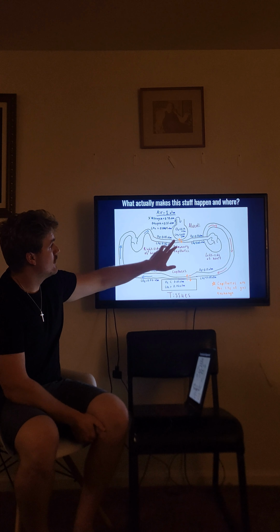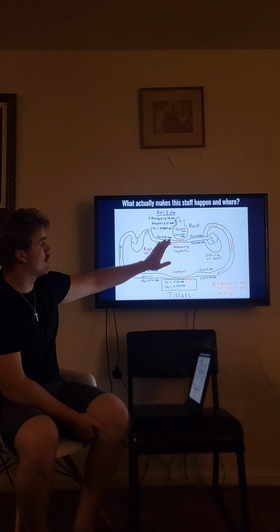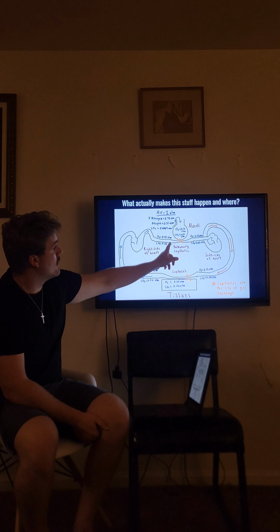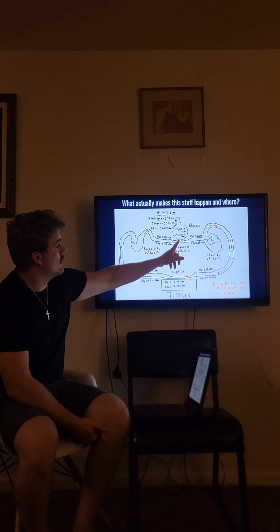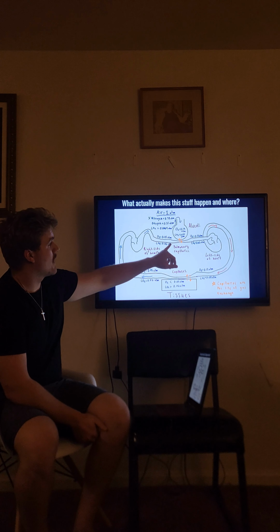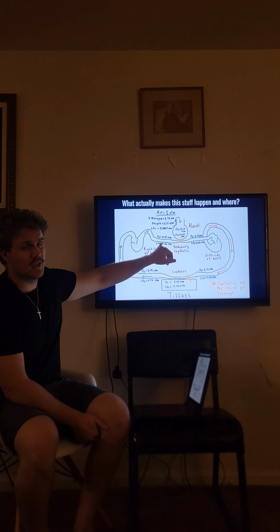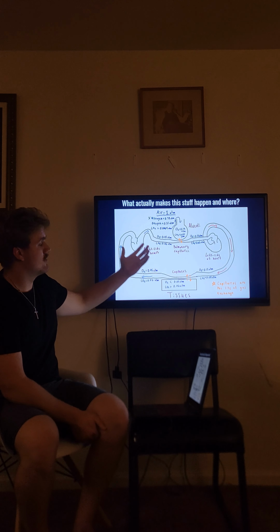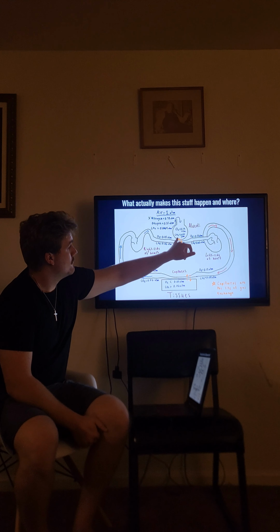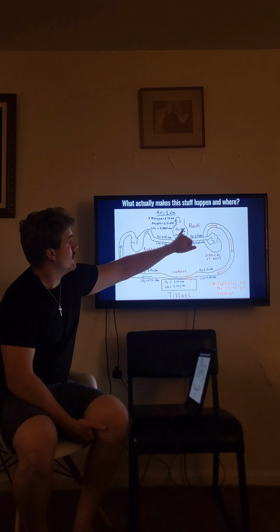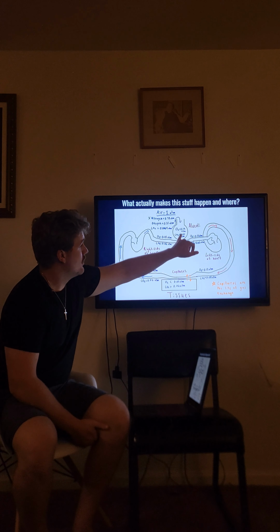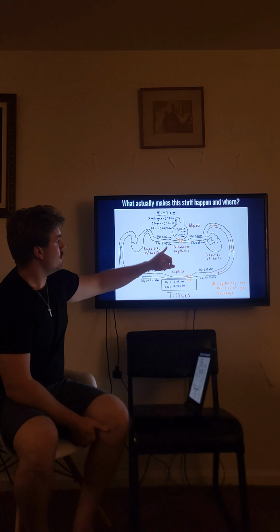So we breathe it in. The numbers aren't entirely important here. But you have to know that the blood that is coming in, that is going to exchange gases with the alveoli at the pulmonary capillaries, is deoxygenated, which means it doesn't have a lot of oxygen in it. So when this blood comes by the alveoli, oxygen is going to flow into the blood. The CO2 is going to flow into the alveoli.